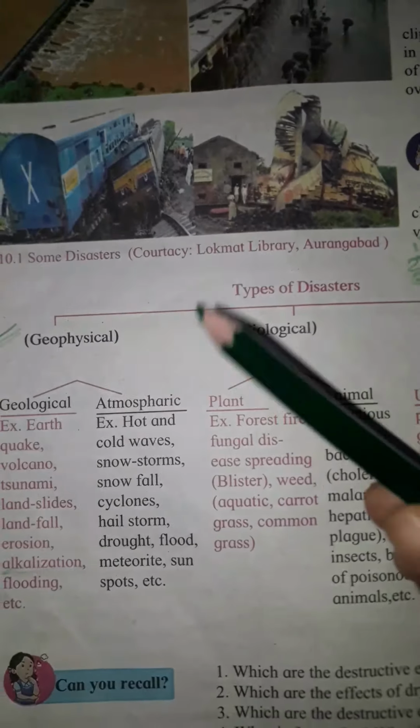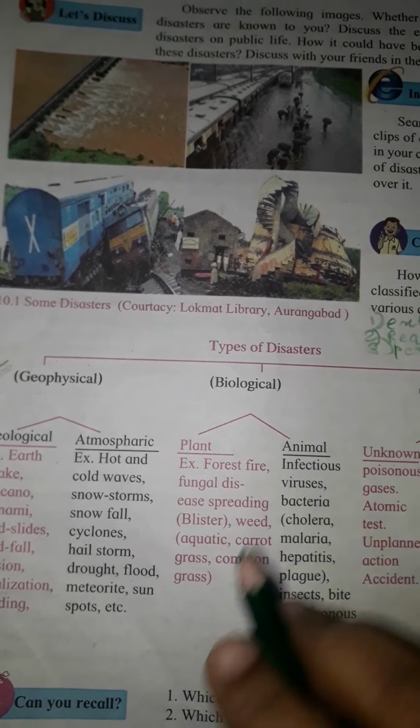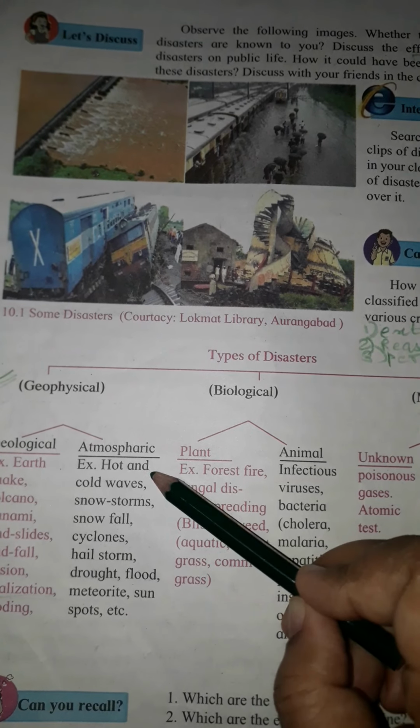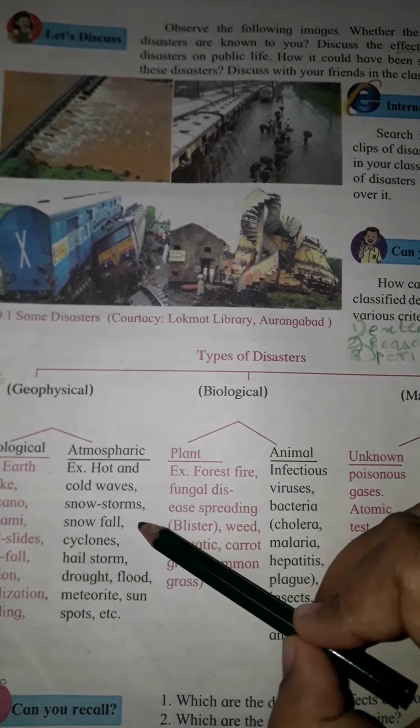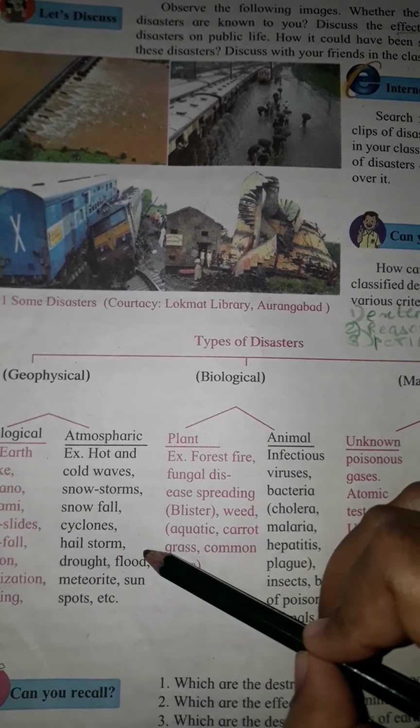The next is atmospheric disaster. As we all know, continuous changes are taking place in the atmosphere, due to which a few disasters are caused. For example, hot and cold waves. Hot and cold waves mean sometimes the temperature rises very high and sometimes the temperature in certain areas goes down, due to which we have to suffer from problems like snowstorms, snowfall, cyclones, hailstorm, drought, flood, meteorite, sunspots, etc.